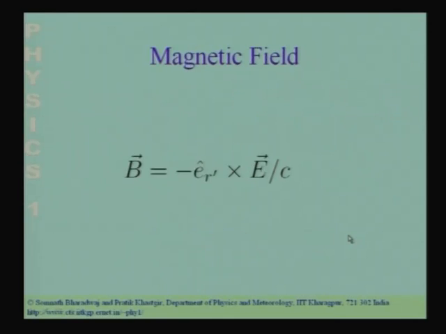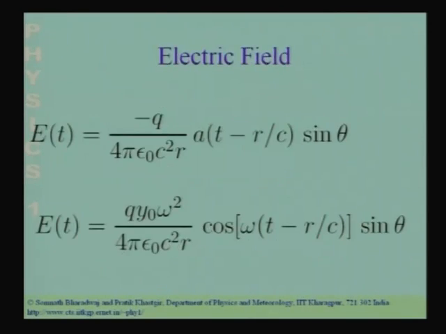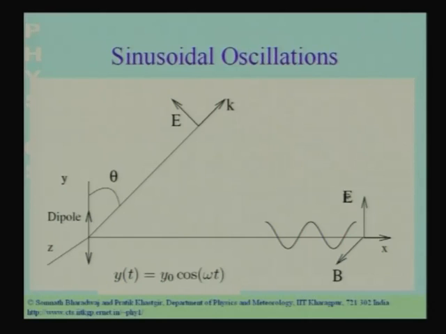So, going back to our picture, along the x axis, the electric field is going to oscillate in the same direction as the dipole, which is along the y axis, and the magnetic field is going to be perpendicular to both the direction of propagation of the wave and the electric field. The magnetic field is going to be along the z axis. So, this is a typical feature of electromagnetic waves.